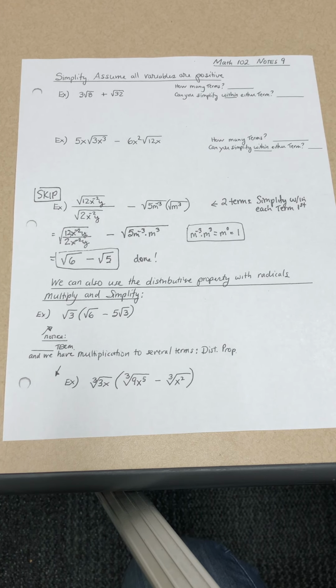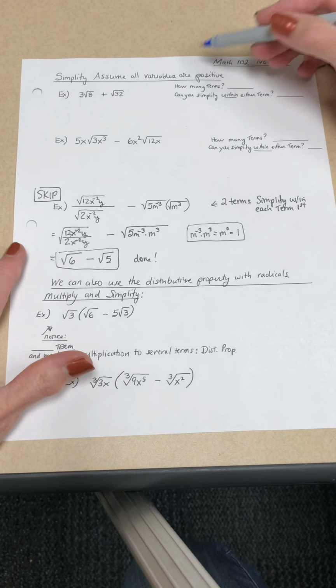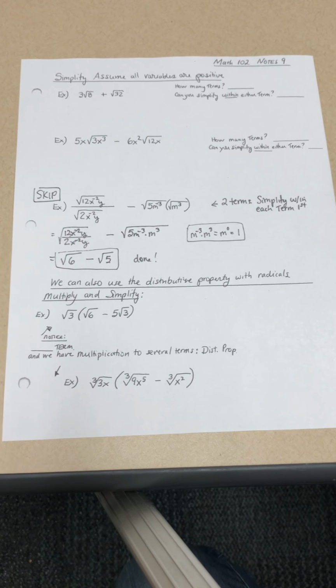So Math 102, Notes 9, page 1. I might get into a little bit of page 2 possibly if the video doesn't get too long. We're going to simplify. Assume all variables are positive, so we're not going to need to worry about absolute values.